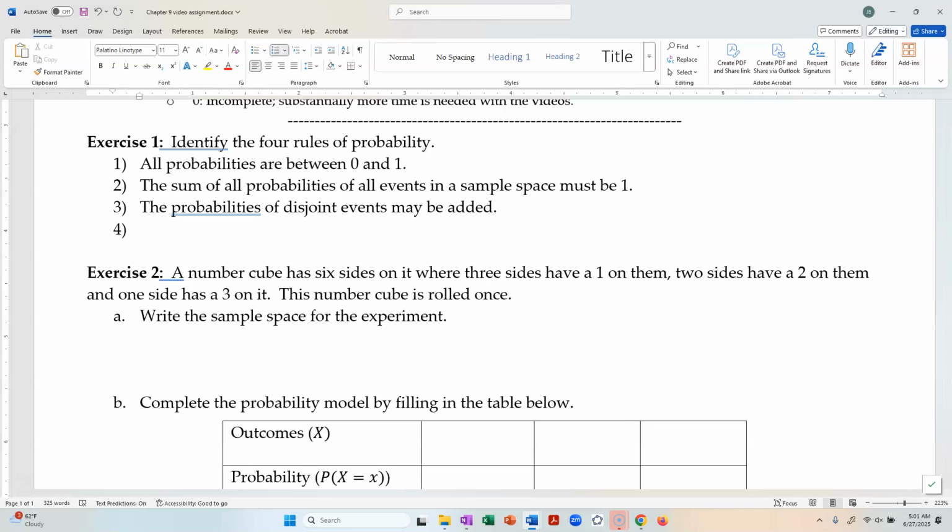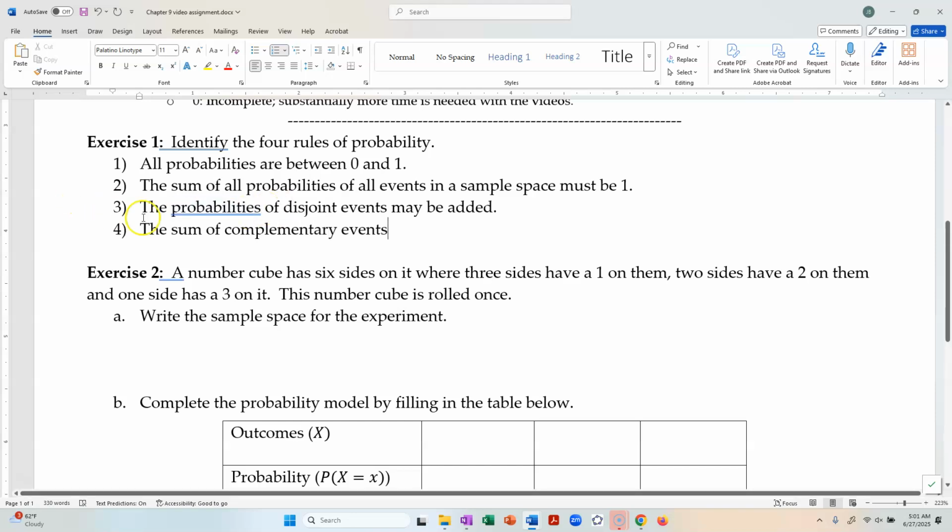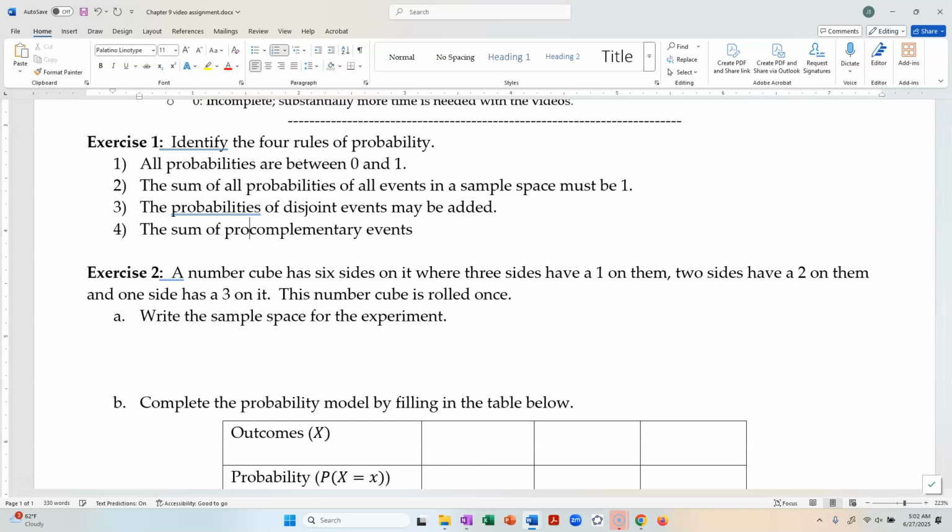And the last rule is the complement rule. So the sum of, I'm going to phrase it differently and I'll write it. The sum of the probabilities of complementary events is 1. Okay.